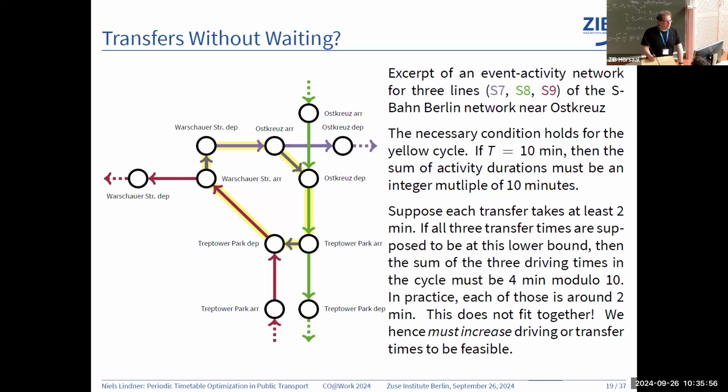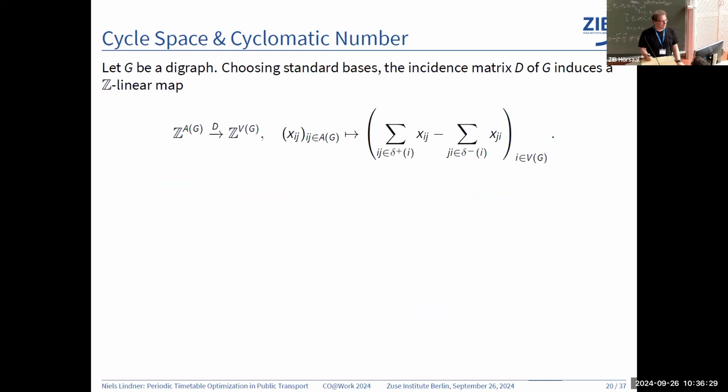But this might just not be reality. In practice, all these driving activities will take around 2 minutes, so 6 for driving, 6 for transferring. That would be the lower bounds, and 12 is not a multiple of 10, right? It doesn't work out. So you need to add some supplementary time, some slack at some points, either to transfers or to driving times. This is the example where you can show people why short transfers are not always possible in practice. It's because of the cycles, and the tangents need to sum up to an integer multiple of the period time. Okay, let's do some math finally.